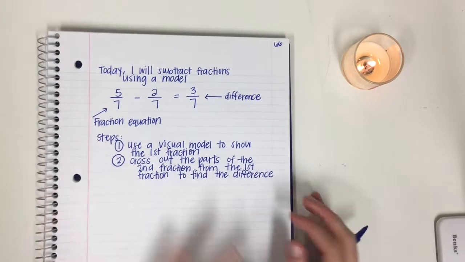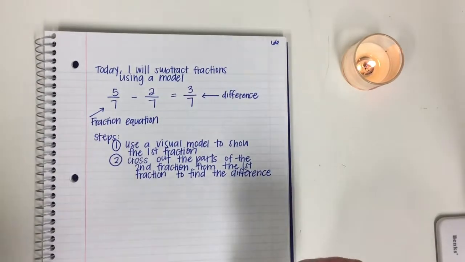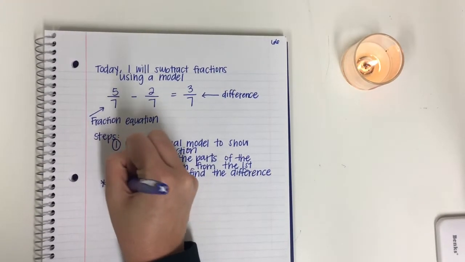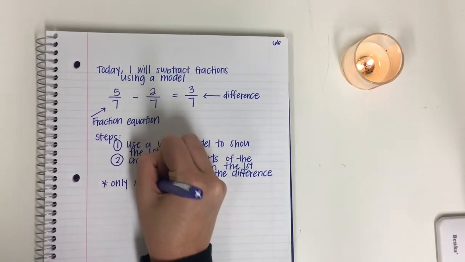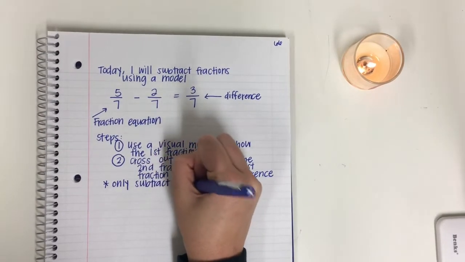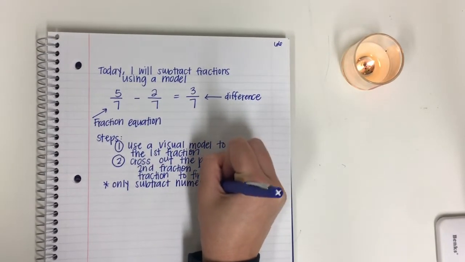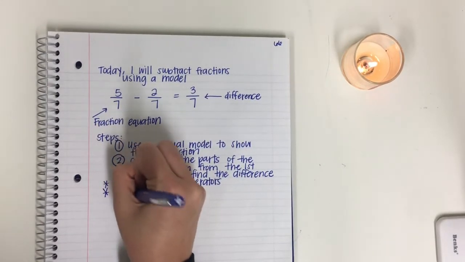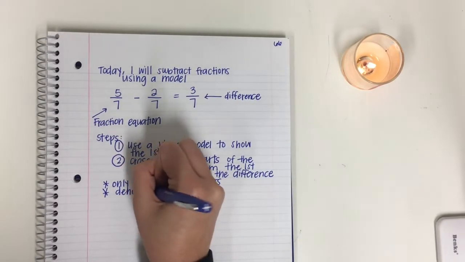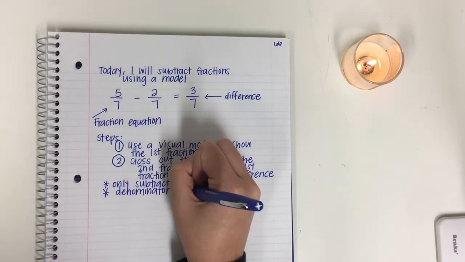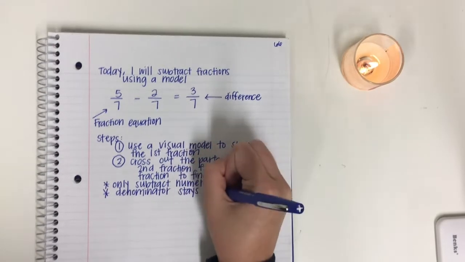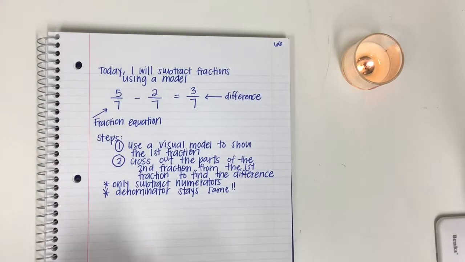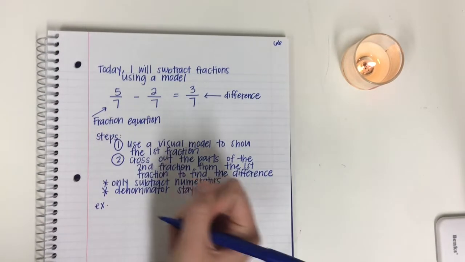Okay, let's see how all these words pan out into a real problem, okay? And just a reminder, we only subtract the numerators. Denominator stays the what? Good, same. Okay, let's look at some examples.